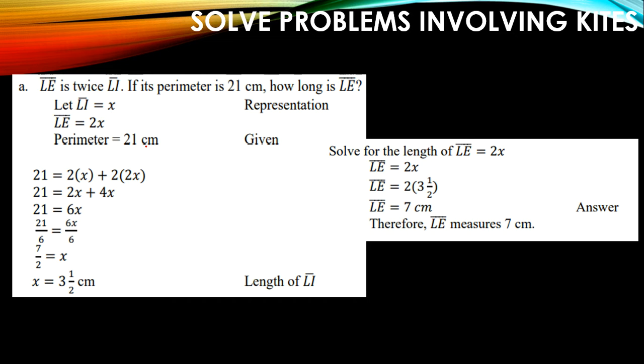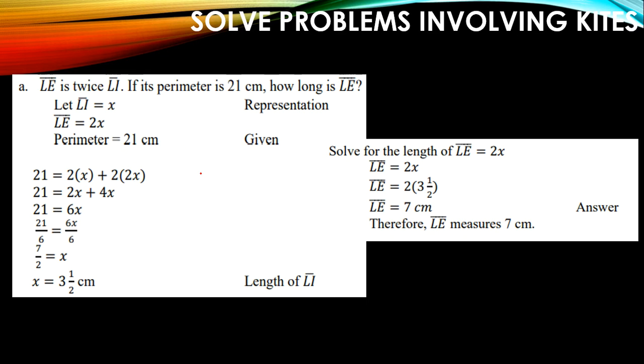So going back to the perimeter, the perimeter is the total distance outside, or if we're talking about the perimeter of the kite, that is the total distance outside the sides of the kite. Again, let LI equal X, LE is 2X, and the given perimeter is 21 centimeters. So let's solve for this.